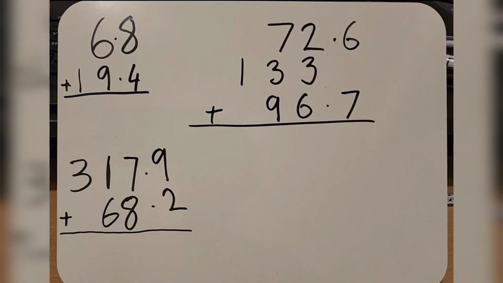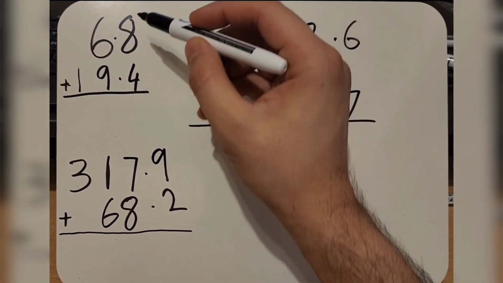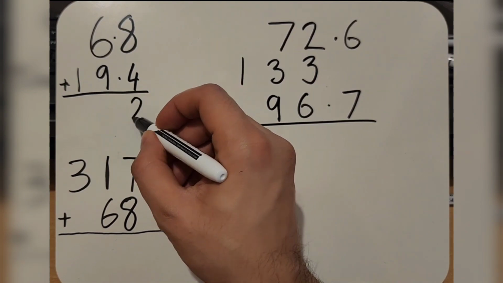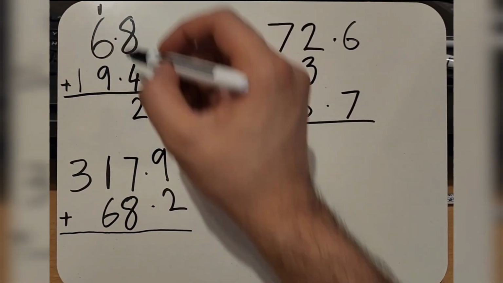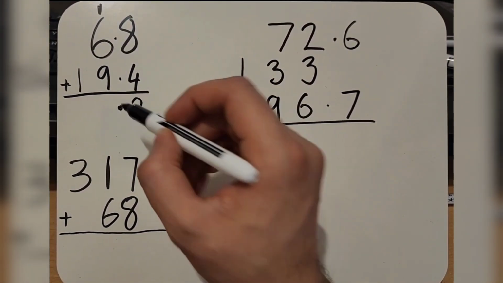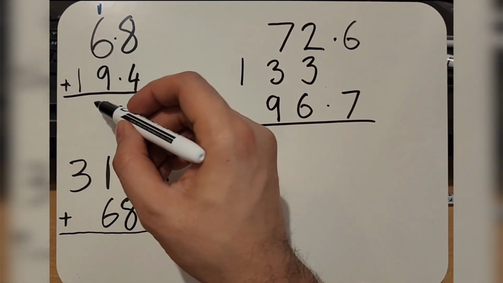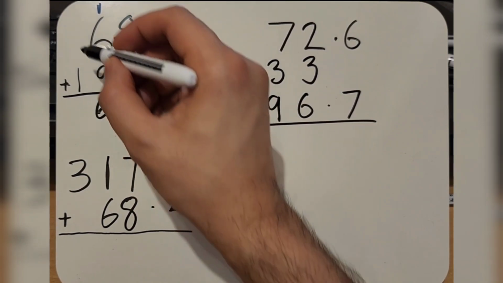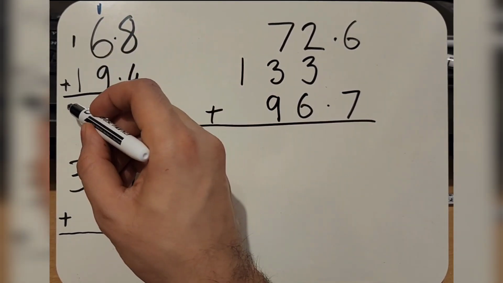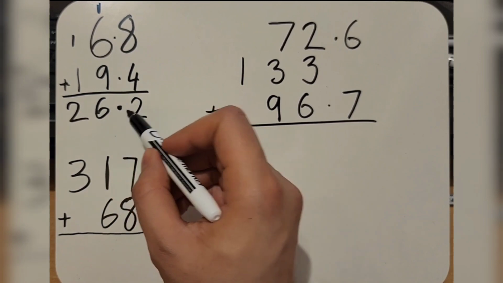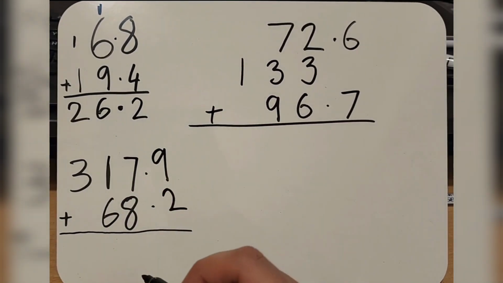Okay, so here are a few more challenging examples. And if you want, you can pause the video now and have a go. But what I'm going to do is work through them. Okay, so 4 and 8 is 12. So I've got a 2 here, carry the 1. I need to remember to put my decimal point in there. 1 and 9 is 10 plus 6, 16. Put a 6 here, carry the 1. And this becomes 2. 26.2.